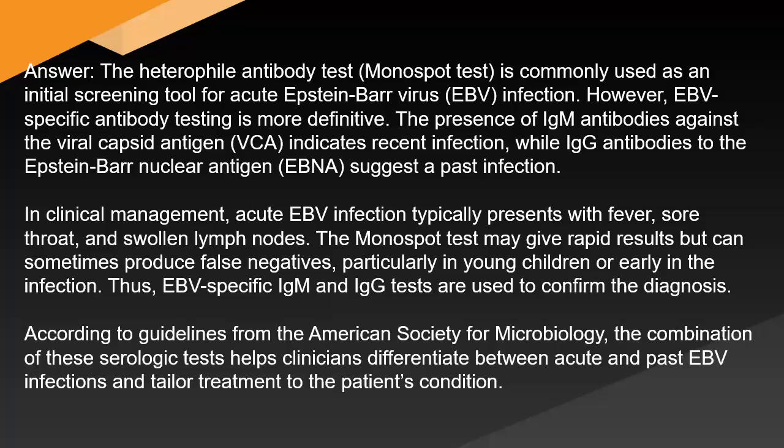In clinical management, acute EBV infection typically presents with fever, sore throat, and swollen lymph nodes. The monospot test may give rapid results but can sometimes produce false negatives, particularly in young children or early in the infection. Thus, EBV-specific IgM and IgG tests are used to confirm the diagnosis, according to guidelines from the American Society for Microbiology. The combination of these serologic tests helps clinicians differentiate between acute and past EBV infections and tailor treatment to the patient's condition.